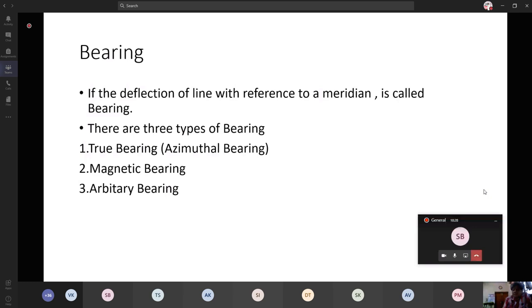Now the bearing. We don't call it an angle, we call it a bearing. The deflection of a line with the reference meridian is called a bearing. There are three types of bearing. One is the true bearing, the other name for which is azimuthal bearing. Then the other one is the magnetic bearing, and the third one is the arbitrary bearing. This is what we have seen the other day.